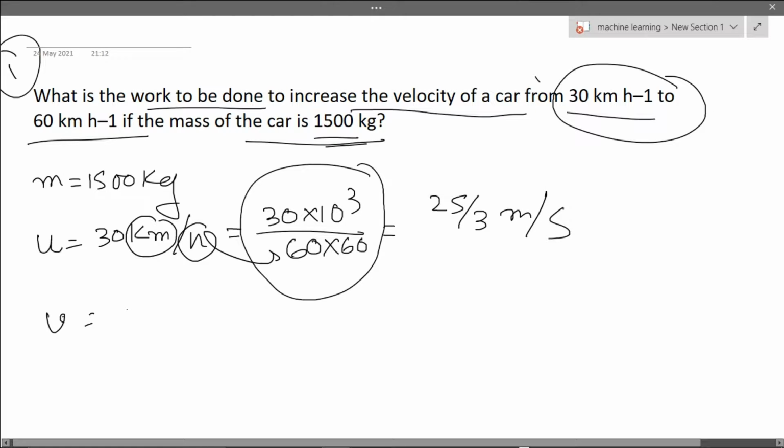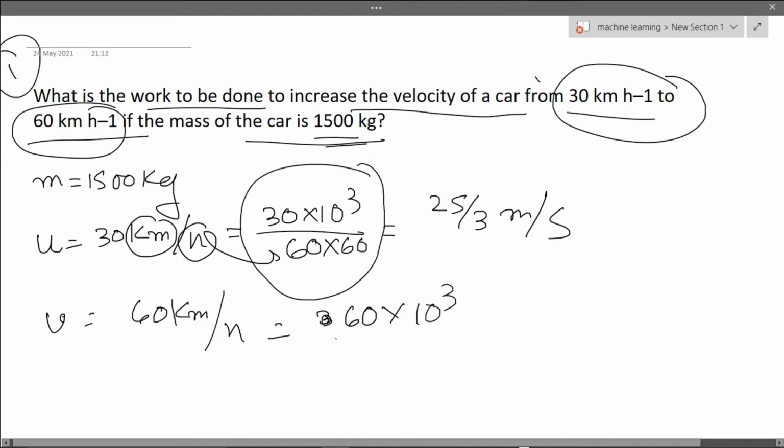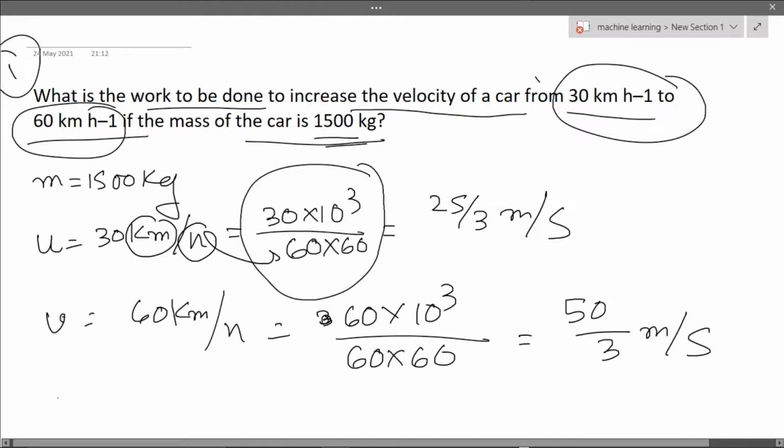Then v, the final velocity, is equal to 60 km per hour. Km to meter, 60 into 10 to the power 3. Then hour to second, 60 into 60. Then it is 50 by 3 meter per second. We have to find the work to be done.